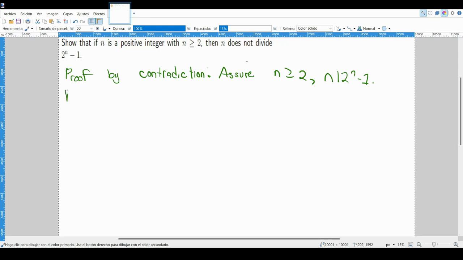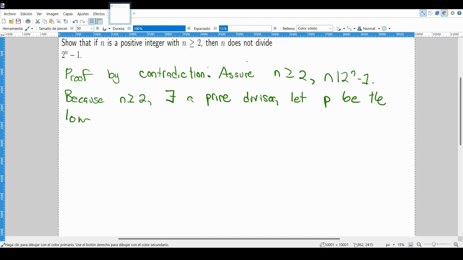1. Now, because n is greater than or equal to 2, there exists a prime divisor p, or I'll just say a prime divisor for now, and then what we're going to do is let p be the lowest prime divisor. Obviously, if it has a prime divisor, there will be some number that is the lowest prime divisor. Because it divides n, we know that p divides 2 to the n minus 1.